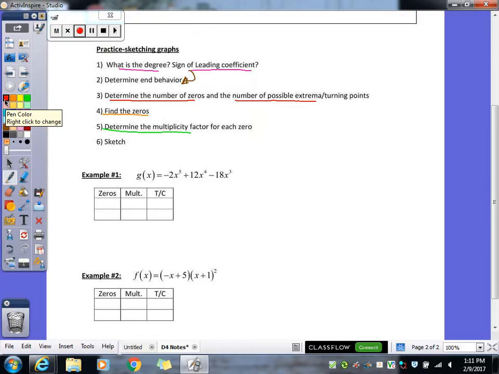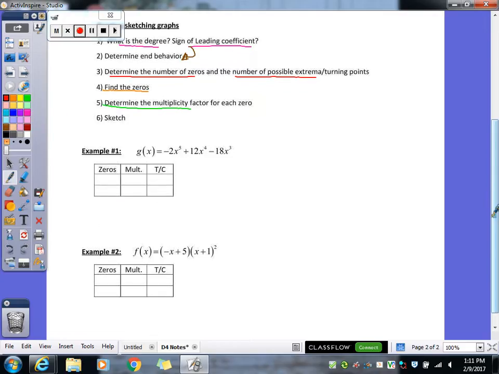So let's go through our little list down here. Example 1, let's start with our degree and our leading coefficient. What is the degree of that polynomial? 5, because our largest exponent is a 5. What is our leading coefficient? -2, whatever that number is in front of your first term.